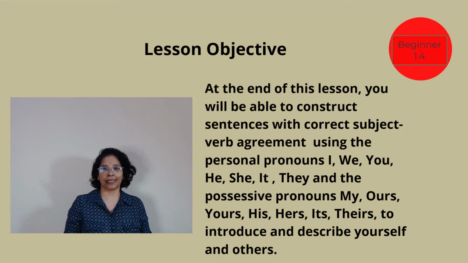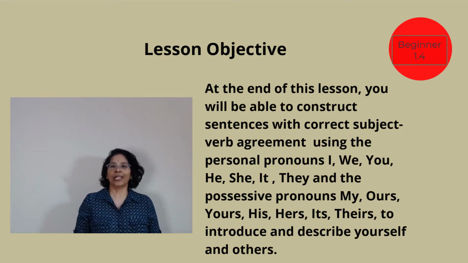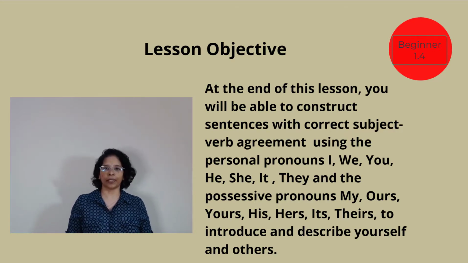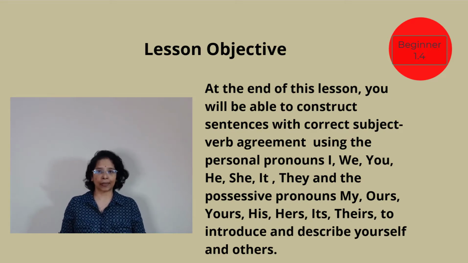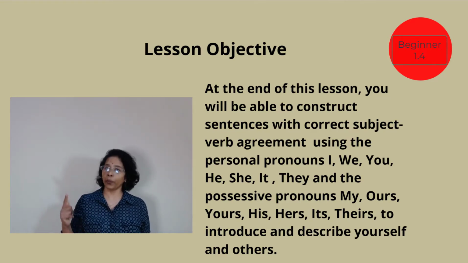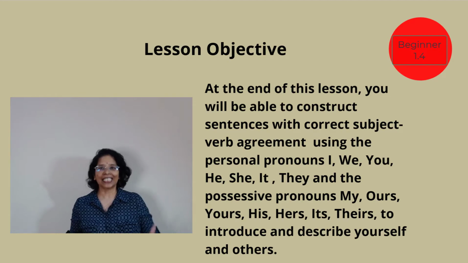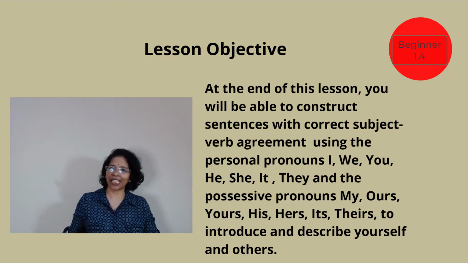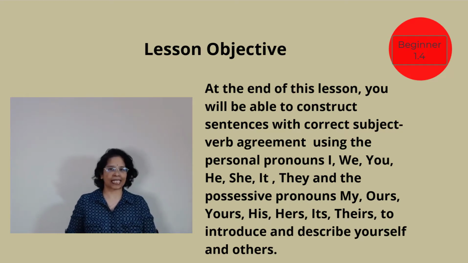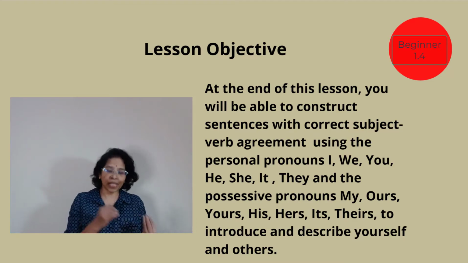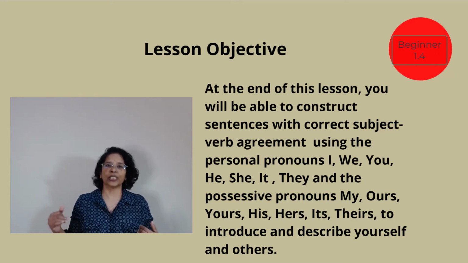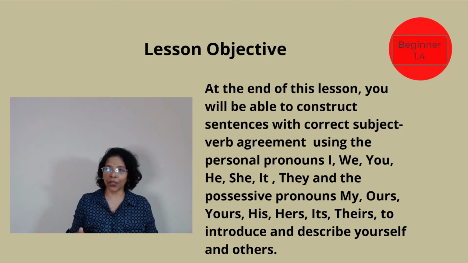In today's lesson, you will learn how to construct sentences with correct subject-verb agreement using the personal pronouns I, we, you, he, she, it, they. These are the 7 personal pronouns which we have already covered in the previous lesson, and along with these personal pronouns, in this lesson we are going to learn 6 new possessive pronouns.